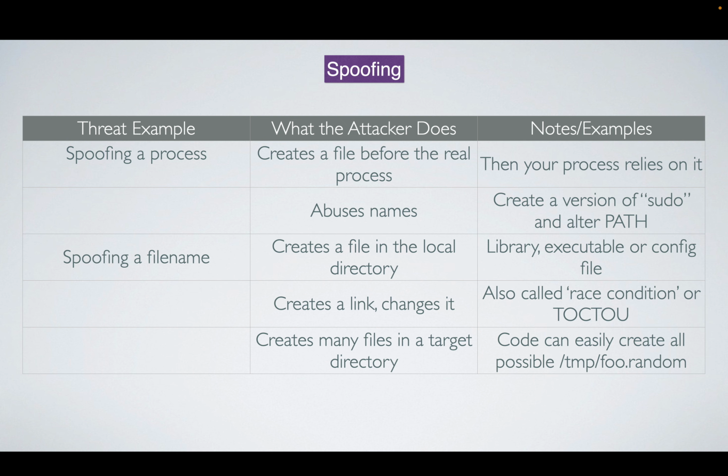At a technical level, you can see some examples, like in an operating system, you might spoof a process or a file name. I'm not going to go through every line of these slides, just give you the high-level overview. The one I'll draw your attention to is under spoofing a file name, it says create a link, change it, also called a race condition or TOCTOU. That's time of check versus time of use. This is a very popular category of vulnerabilities now.